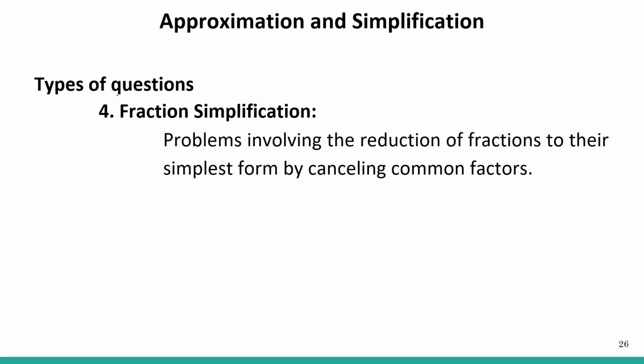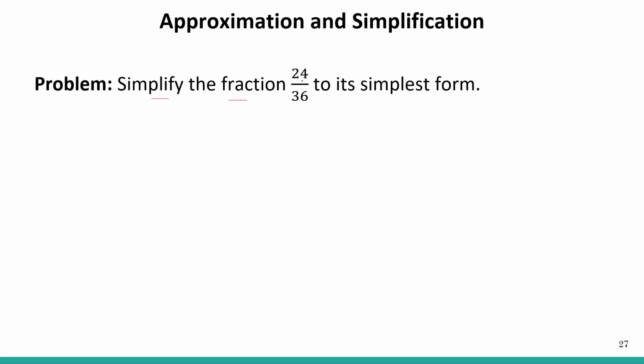Let's see the fourth kind of question, that is fraction simplification. So problems involving the reduction of fractions to their simplest form by cancelling common factors. So simplify the fraction 24 by 36. Okay, 24 can be written as what? It can be written as 6 into 4 and 36 can be written as 6 into 6. So we can cancel 6 from numerator and denominator. What we are left with is 4 by 6.